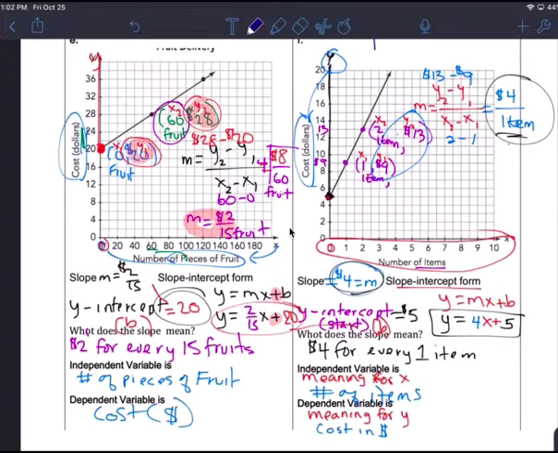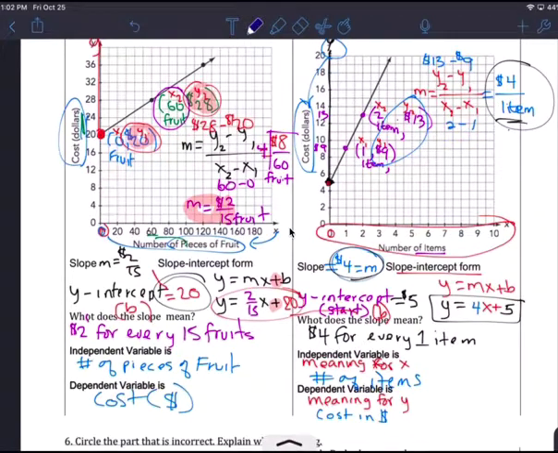I hope you understand. Break it down. Slope, y-intercept, slope of a line. You'll get everything else. Okay.